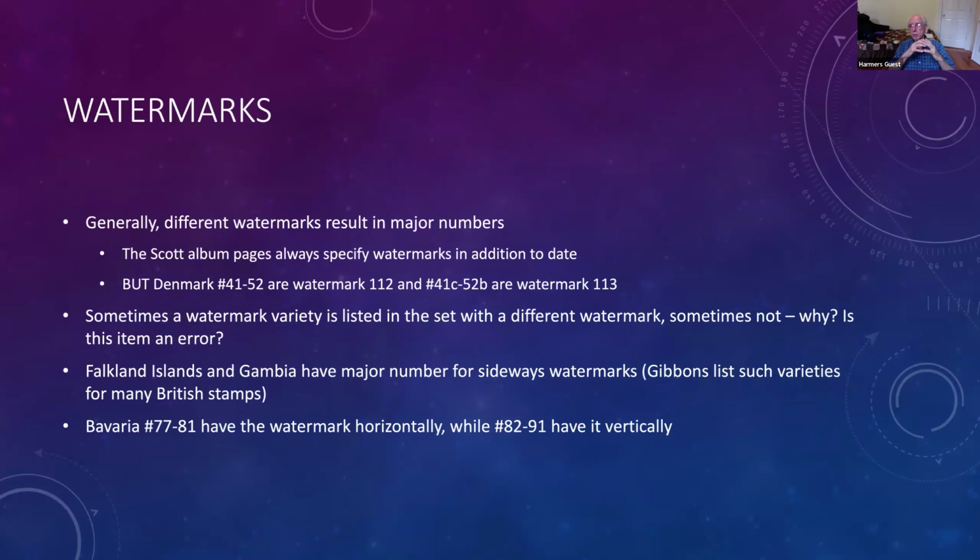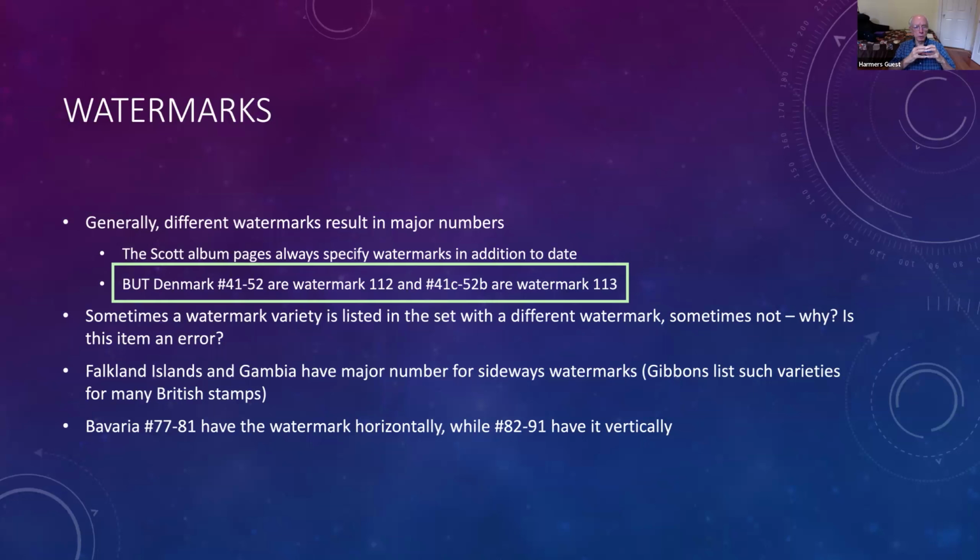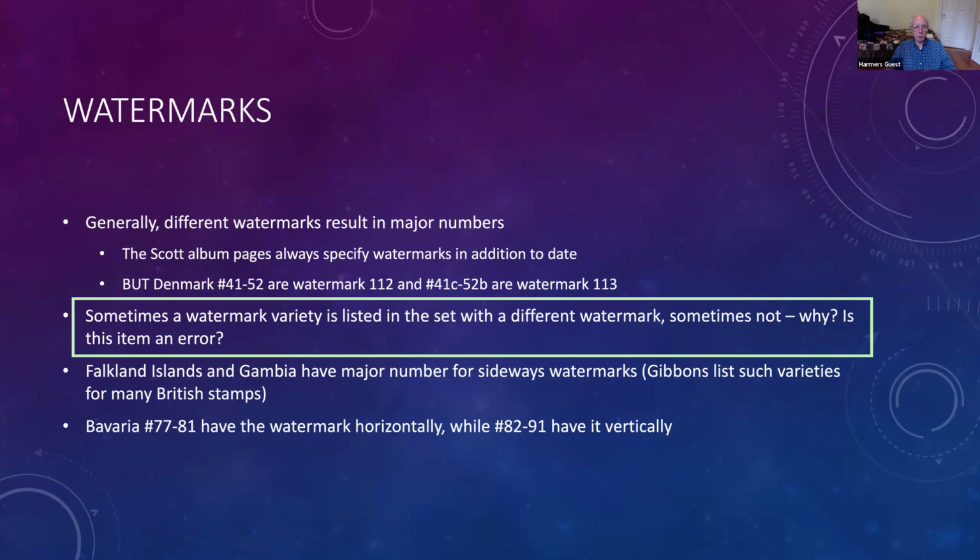Watermarks. Generally, Scott is very interested in watermarks, and if they change the watermarks, you have a major number. The album pages always specified the watermark at the top of the page, and if it changed, they specified the new watermark. But Denmark, numbers 41 to 52 are watermark 112, but 141C to 152B, minor numbers, are watermark 113. They didn't give major numbers to this changed watermark.